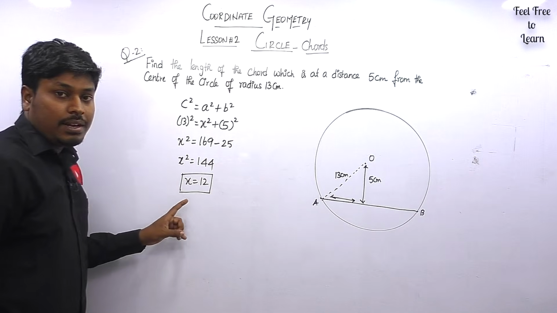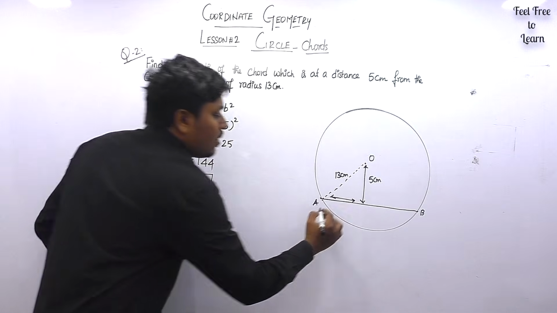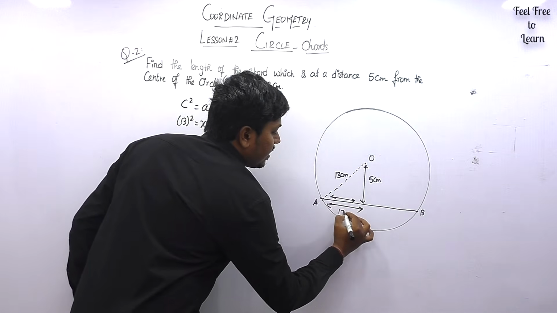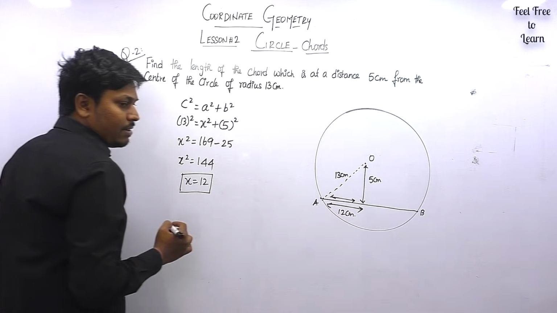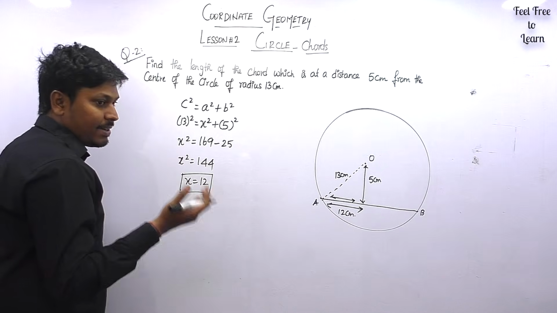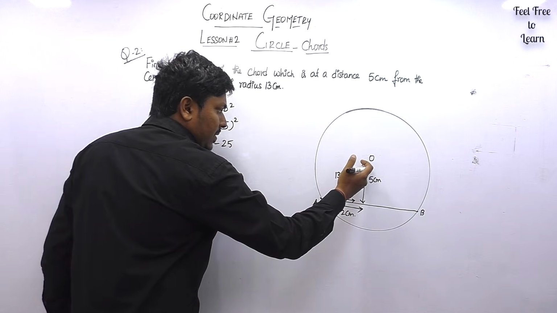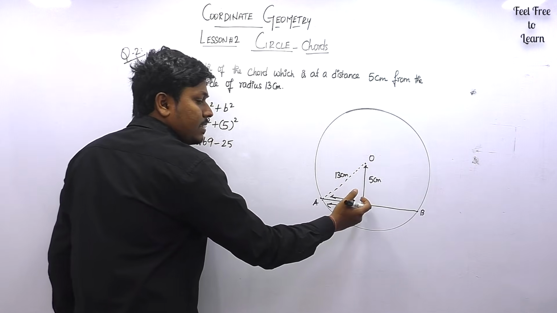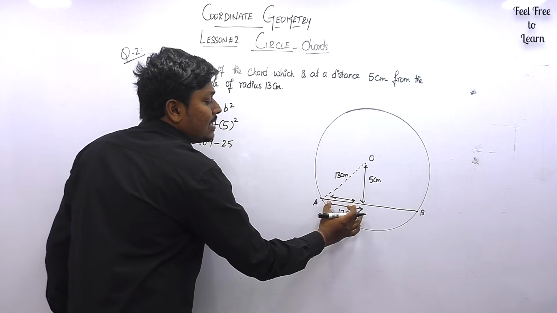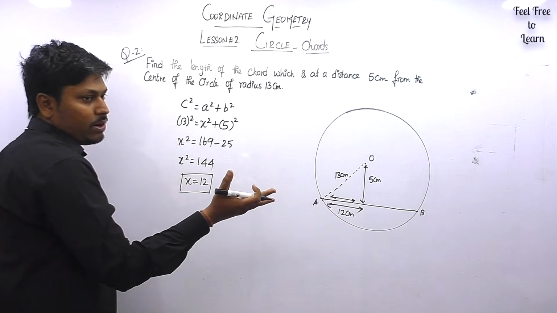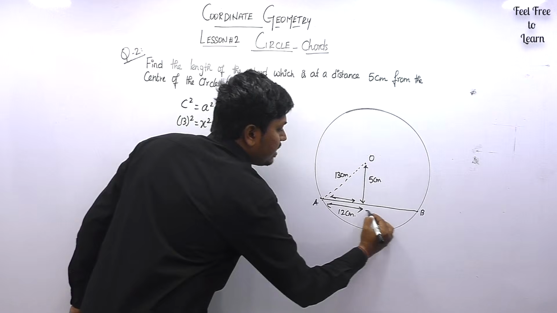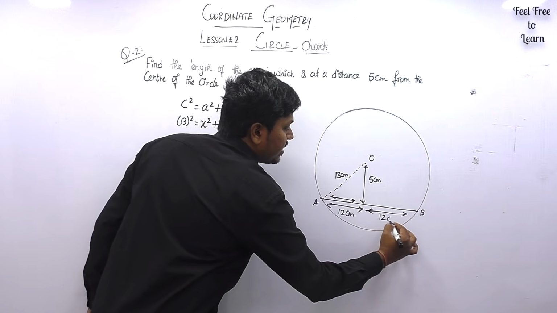Whether this is total length of the chord, no, we just found one side, that is one side length of the chord will be 12 centimeter. And we know the concept of bisect. What is called as bisect? A perpendicular line that is drawn from the center of the circle to the chord, it always splits the line segment into two equal halves. So if it is 12 centimeter, definitely the remaining half will be another 12 centimeter.